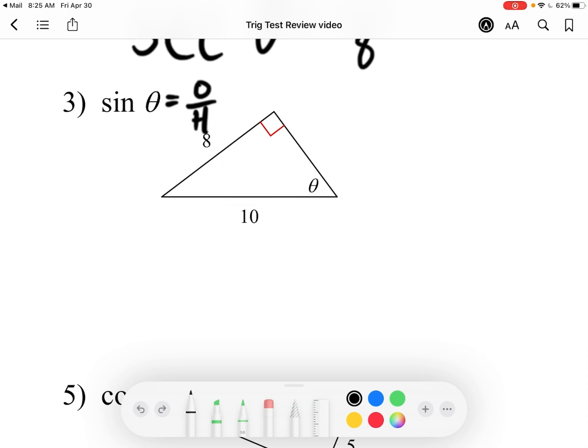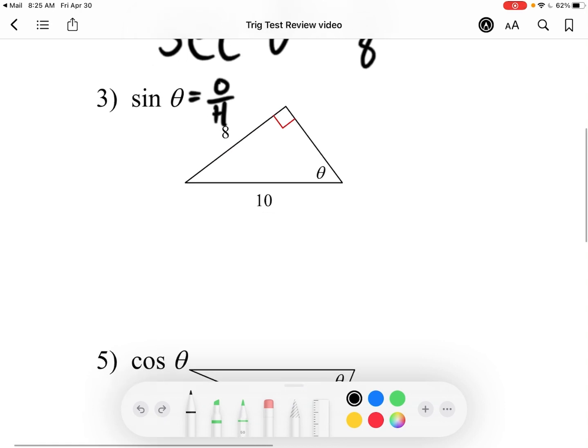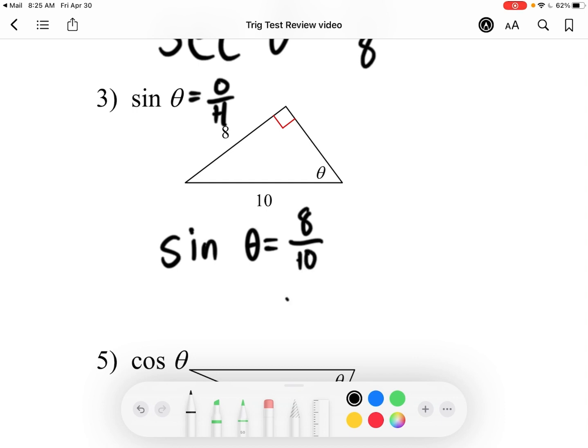We're actually given the opposite side and the hypotenuse. So you'll know what the hypotenuse is because hypotenuse is always the longest side, and it's opposite to the 90-degree angle. So you see it's opposite to 90-degree angle. So this is our hypotenuse. And this is our opposite side. So we don't need to do Pythagorean Theorem. We just can write sine theta is equal to opposite, which is 8, over hypotenuse, which is 10. And we can simplify that.